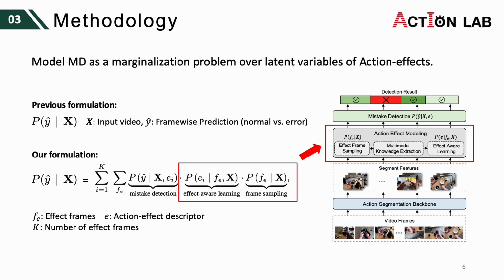We formulate mistake detection as a marginalization problem over latent action effects. Previous methods predict mistakes directly from the input segment feature. In contrast, our formulation decomposes the problem into three parts: effect frame sampling, effect-aware learning, and mistake detection. This gives us a structured way to connect action execution with the outcome it produces.